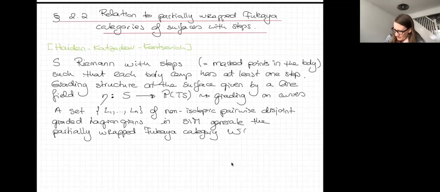And we'll denote that Fukaya category by W, S, M, and eta, where M is our set of stops, S is the Riemann surface, and eta is a chosen fixed line field. And they generate this category as a triangulated category.